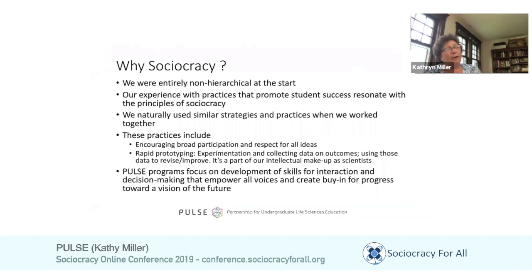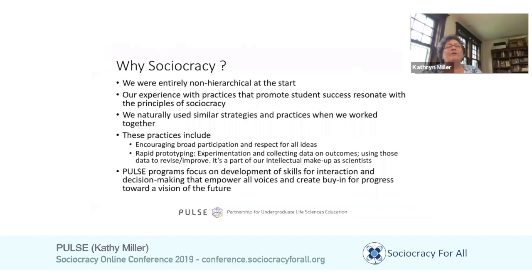We also, in the programs that we have developed, are working with departments, and a lot of our focus is on development of skills for decision-making and interaction in those departments, again, that empower all voices and create buy-in for progress towards the shared goals. And again, we felt that when we learned about sociocracy, those principles resonated with what we are trying to do with the departments that we worked with.